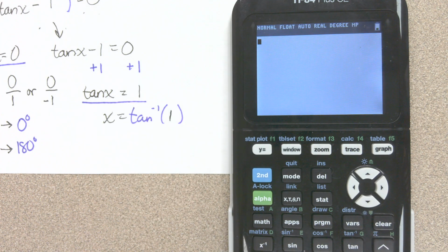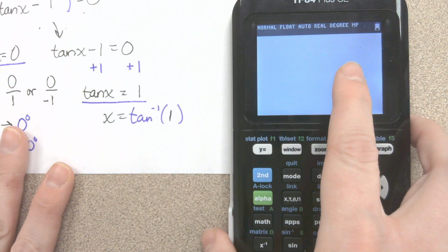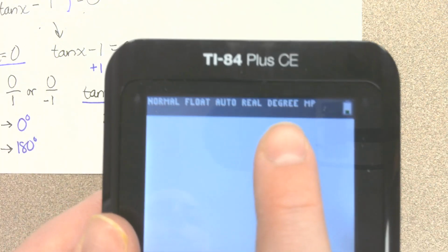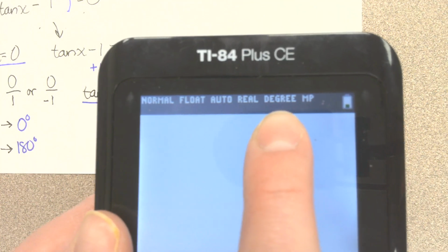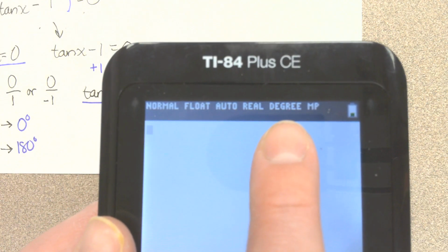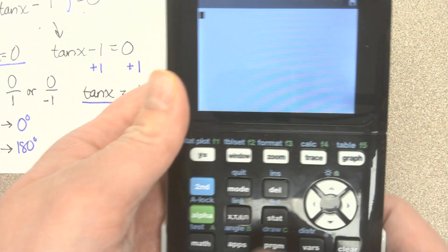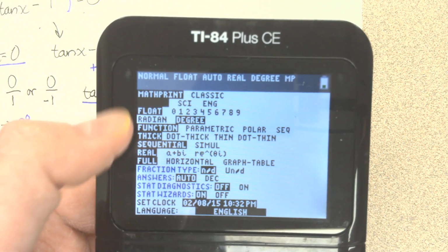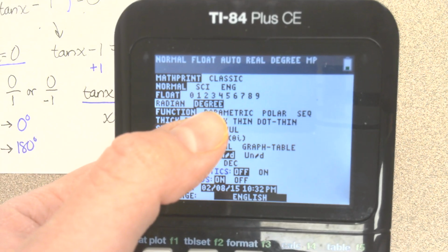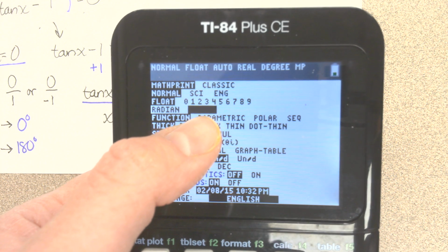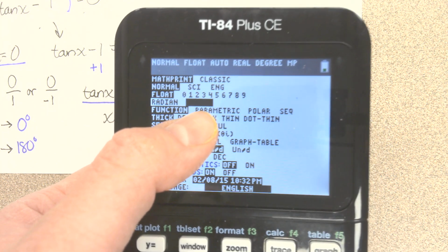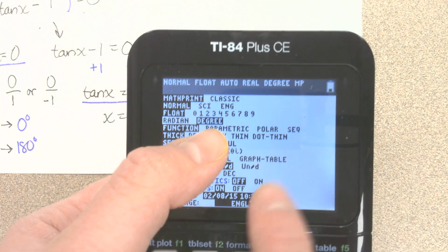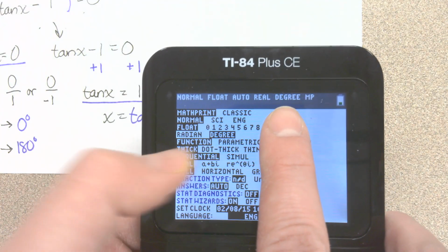Inverse tangent of 1. Before you type this in, make sure your calculator is in degrees. If it's in radians, you will get a different answer from me. A quick check, if you have this calculator, it will say degrees at the top. If radian is written there instead of degree, you need to fix that. Under mode, depending on your calculator, it's the third or fourth option down. Degrees should be highlighted. If it's not, hover over it and hit enter to darken it. Again, you'll know when it's fixed because it'll say it at the top.